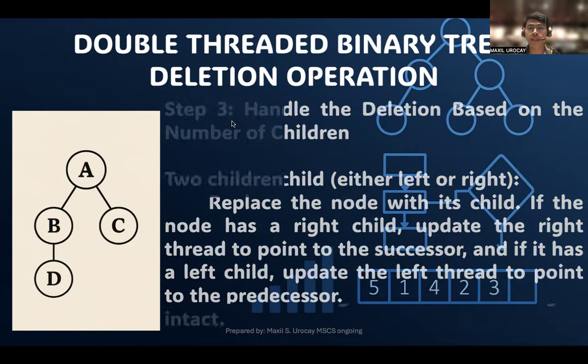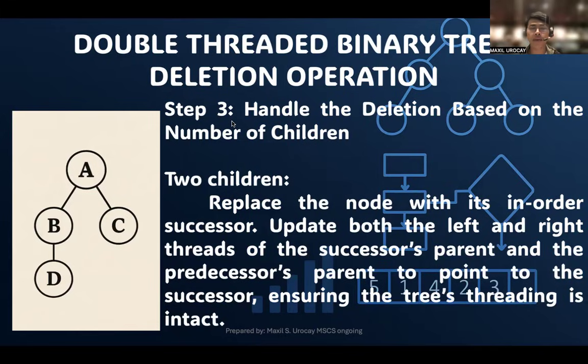So afterwards, the two children replace the node with its in-order successor, and update both the left and right threads of the successor, parent, and the predecessor. The parents point to the successor, ensuring that the tree's threading is intact. And also, it is really in case two, actually case three, class. It depends if we'll begin to use in-order successor or in-order predecessor, but we will begin to illustrate that still.